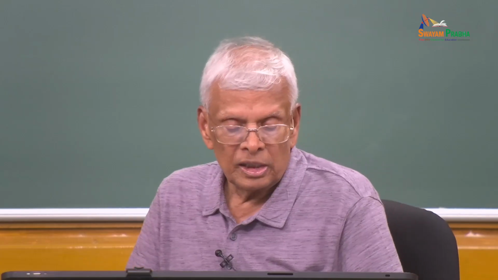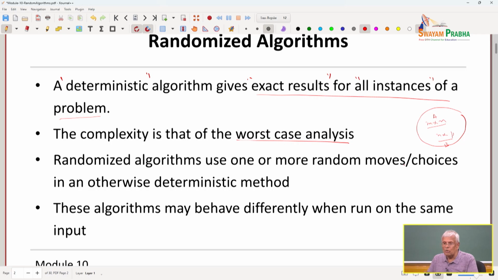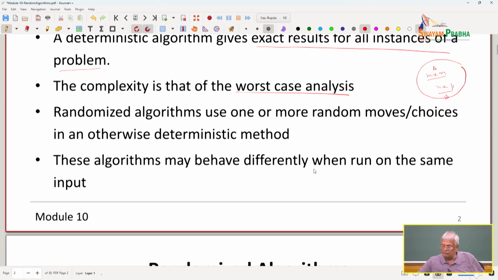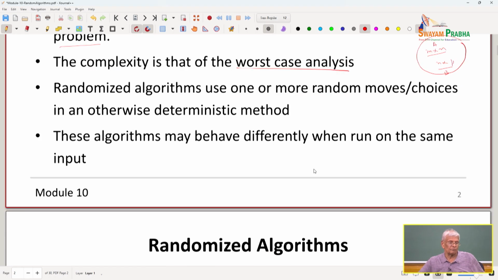Randomized algorithms use one or more random moves or choices in an otherwise deterministic method. So how does an algorithm become randomized? Because during the course of an algorithm, we consult a random number generator by tossing a coin, by throwing a die, or generating a random number using a piece of program to make certain choices. Once you make the choices, the rest of the algorithm may be deterministic. So randomized algorithms use one or more random moves or choices in an otherwise deterministic method. These algorithms may behave differently when run on the same input.